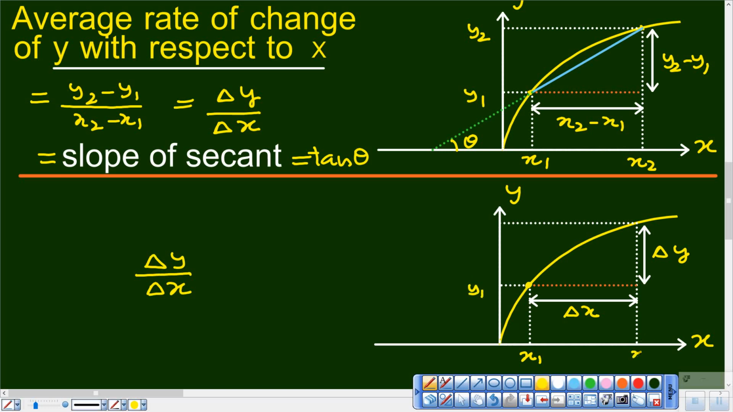And bring this point x2, y2 nearer and nearer to x1, y1 on this curve. That is, from this position, I want to bring it nearer along the curve and nearer and nearer, finally very close to x1, y1, but not at x1, y1, but very close to.